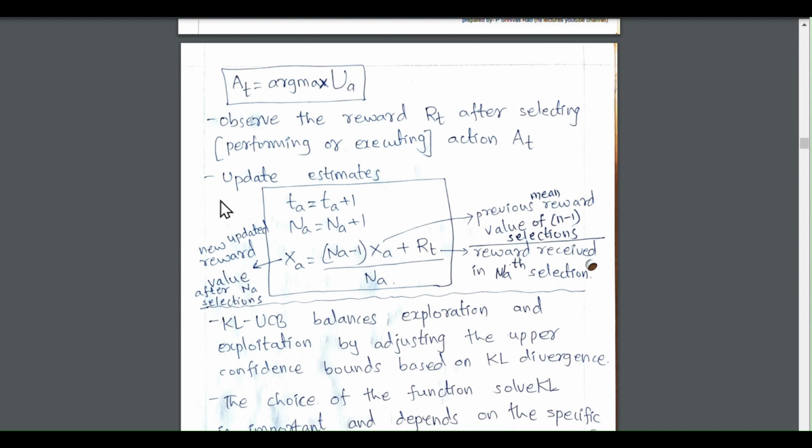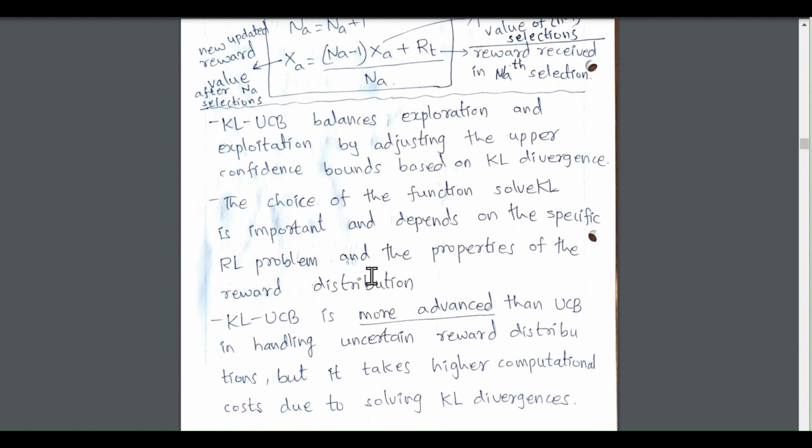observing the reward, and then we'll be updating the estimate, where we are updating all this. We are updating time, we are updating the number of times the action is selected, and the reward value also we are updating here. Time step is t plus 1, which means time is increased, and the count of the action is also increased by plus 1. So here x of a denotes the mean value after n of a selections, where this is x of a, the previous mean reward value of n minus 1 selections, and R of t is the reward received in the nth selection, where n of a is the number of times the action a is selected.